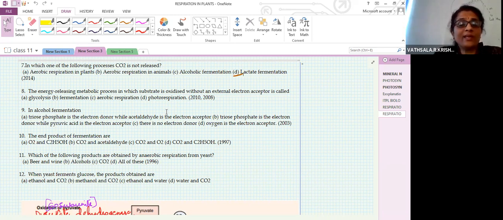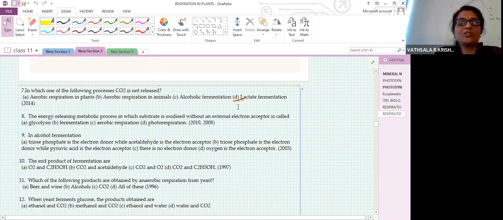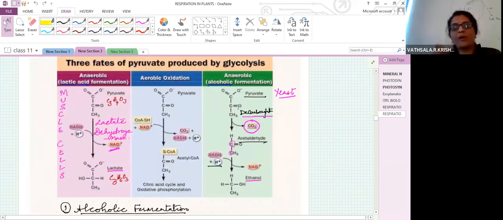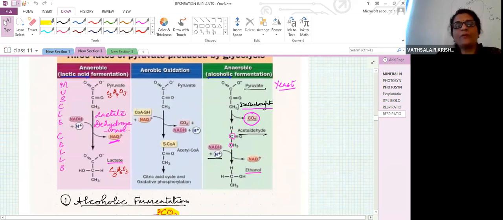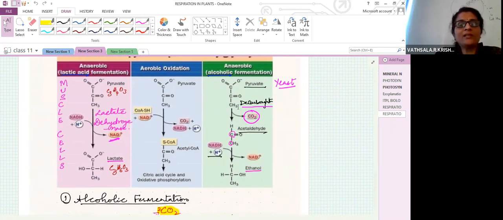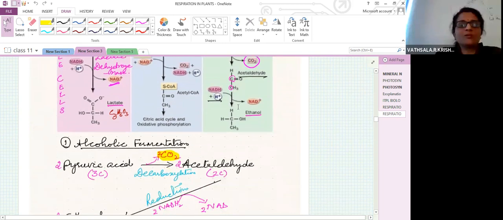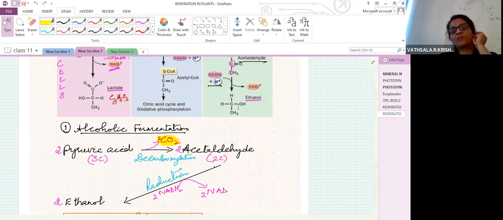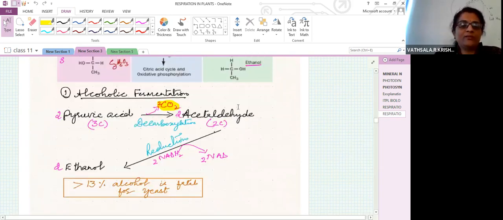Well, acetaldehyde is an electron acceptor. Do you say yes? So just take a look. Pyruvate is converted to acetaldehyde, then acetaldehyde is converted to ethanol. Here carbon dioxide is released, and the NADH and H plus, the energy precursor that was formed during glycolysis, is used up to convert the acetaldehyde to ethanol.